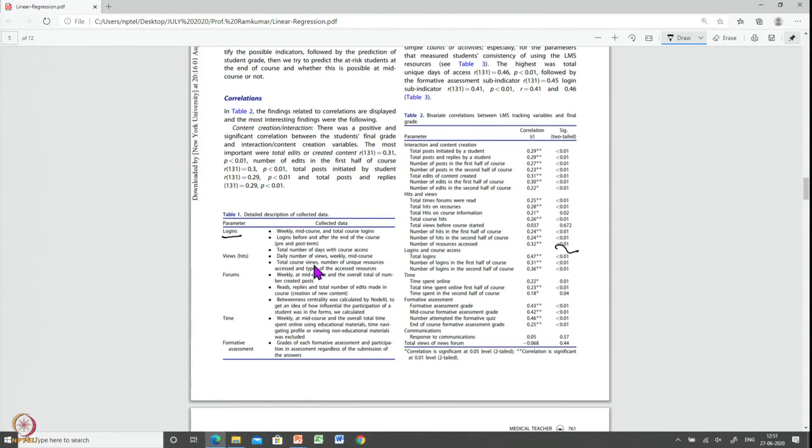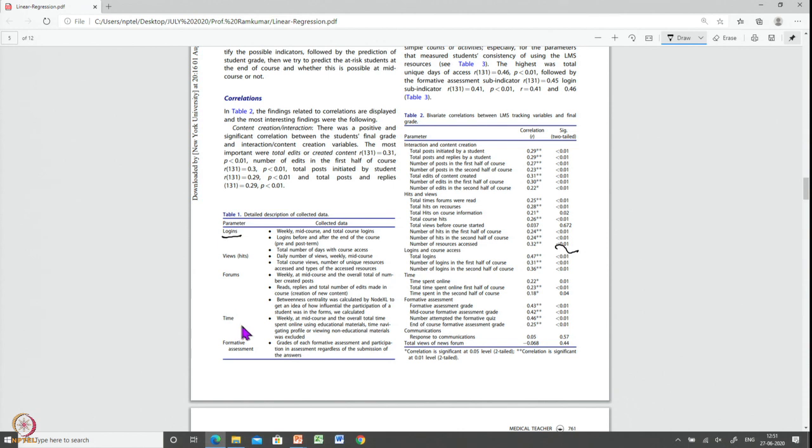Also, views, like the number of views daily, weekly, and from the start till mid course. Also, total course views, and the number of unique resources accessed, meaning how many resources he looked at, how many papers he read, how many videos he watched, everything. And the data type of resources he accessed. Also, the forums: number of posts created, reads, replies, number of edits made in the course, and also how influential the post he created was, based on the number of people who replied to it.